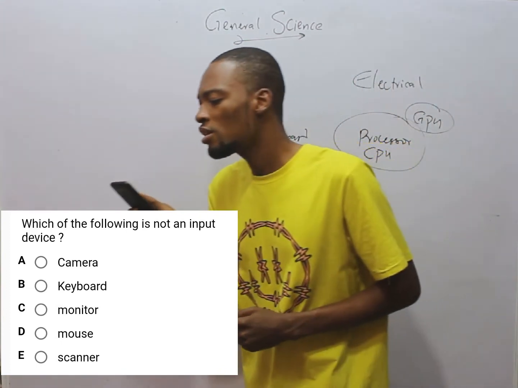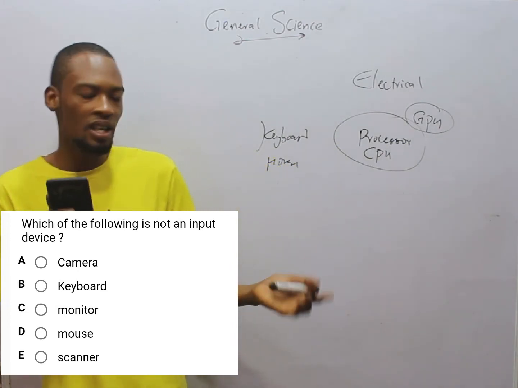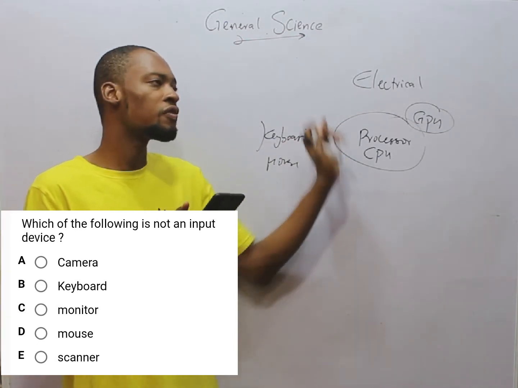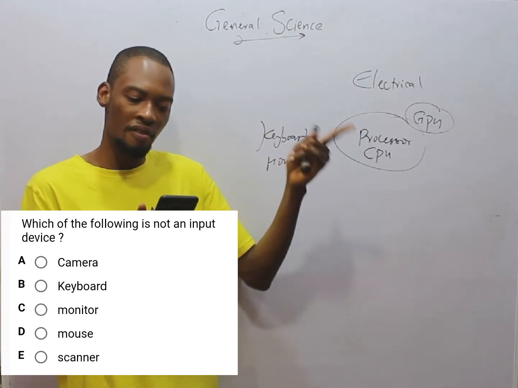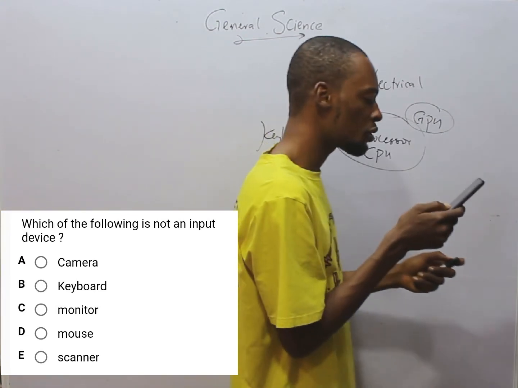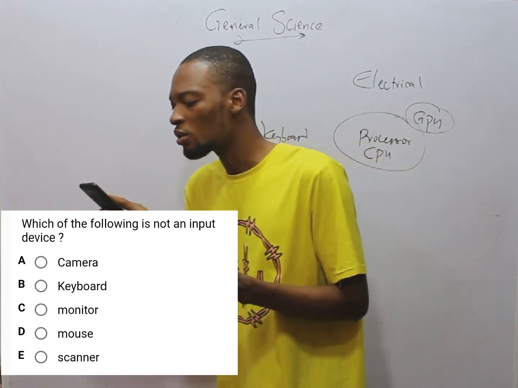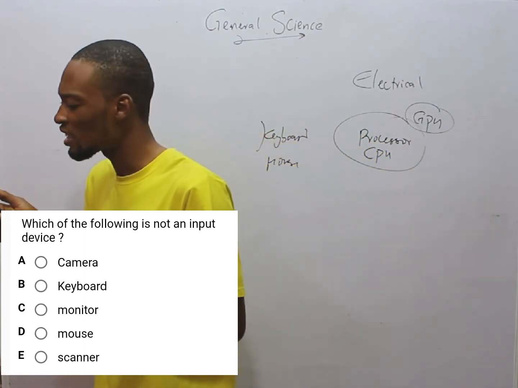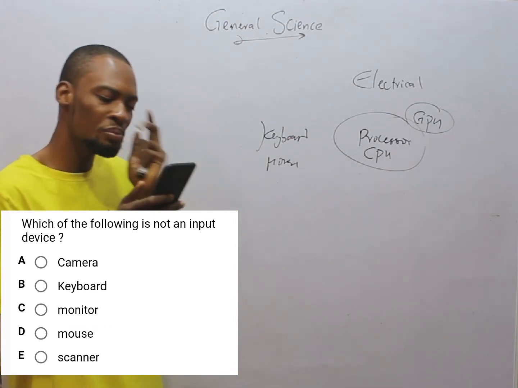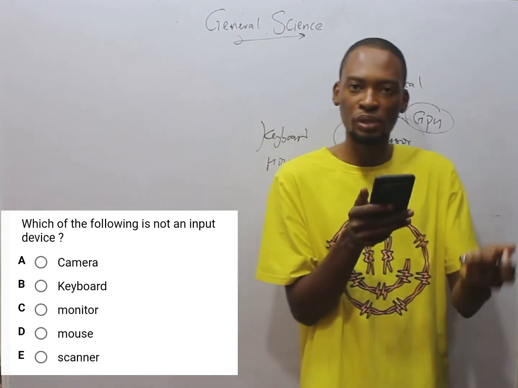Therefore, which of the following is not an input device simply means which of the following is an output device. A, camera. B, keyboard. Keyboard is an input device. C, monitor. Monitor is not an input device. D, mouse. Mouse is an input device. E, scanner. Scanner is an input device. And camera is an input device.